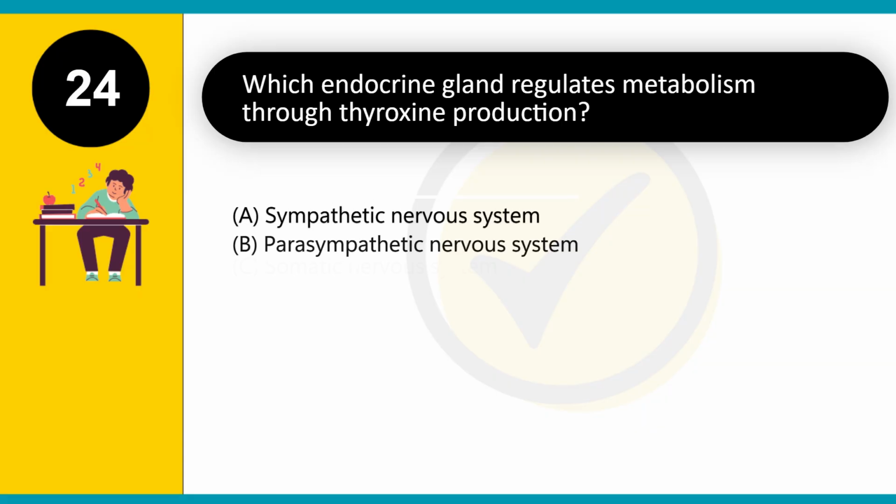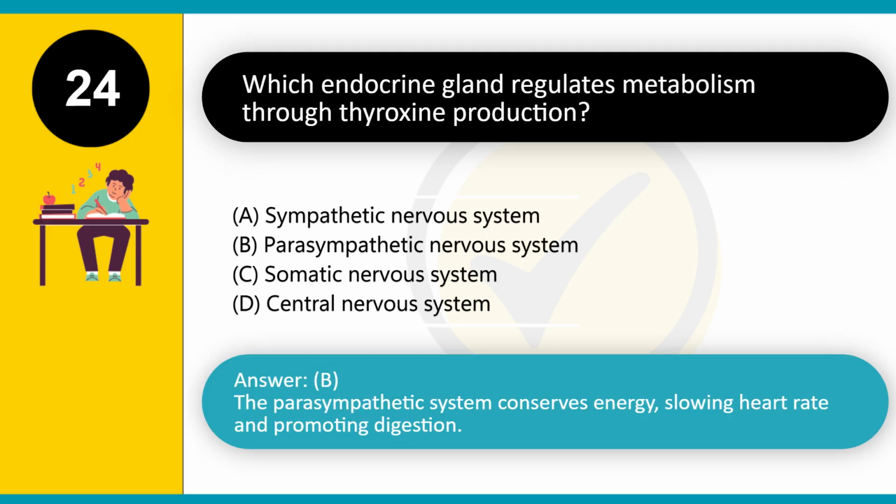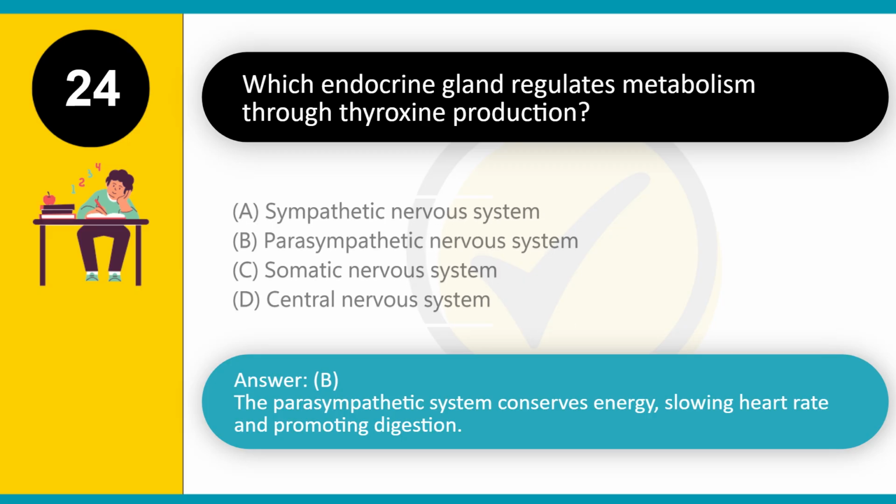Which part of the nervous system is responsible for rest and digest functions? A. Sympathetic nervous system. B. Parasympathetic nervous system. C. Somatic nervous system. D. Central nervous system. Answer, B. The parasympathetic system conserves energy, slowing heart rate and promoting digestion.